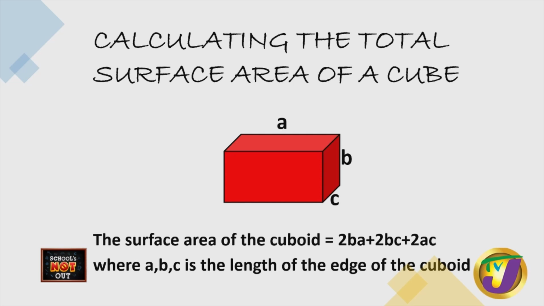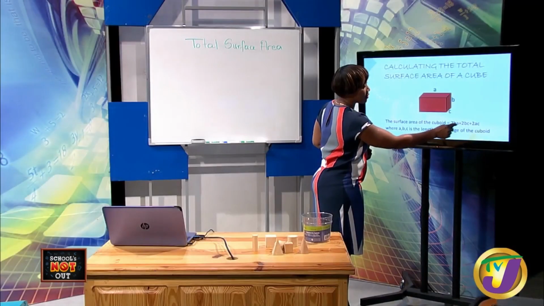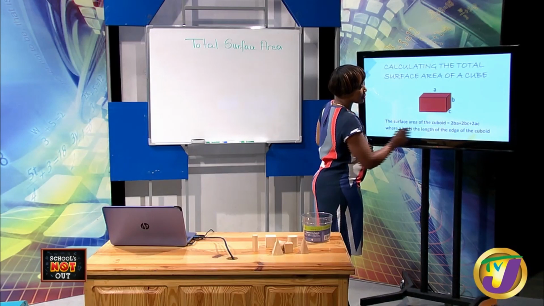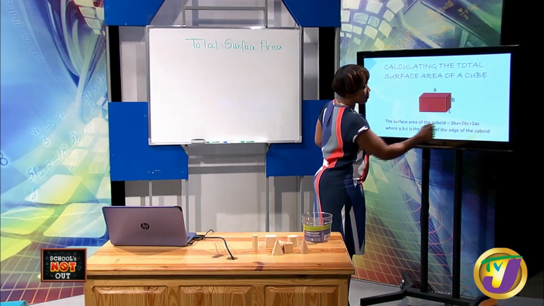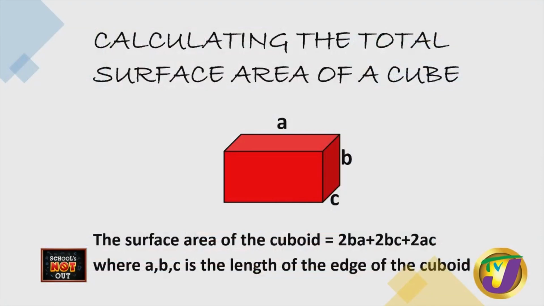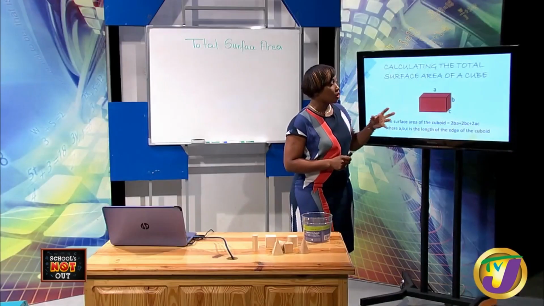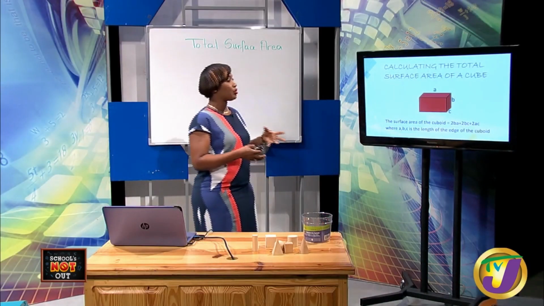So this represents the 2 congruent rectangles, where the length and the width is BA. And for this one, the length and the width is BC. So we have 2 of these rectangles, 2 of these, and 2 of these. In total, we have 6 faces on this cuboid, and we have accounted for all 6 faces. So your total surface area has to do with finding the area of each face and then summing the area of all the faces of that solid to give you the total surface area.